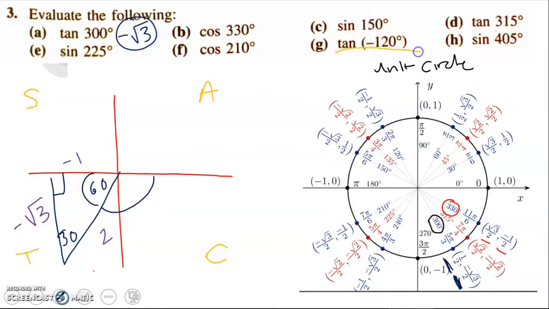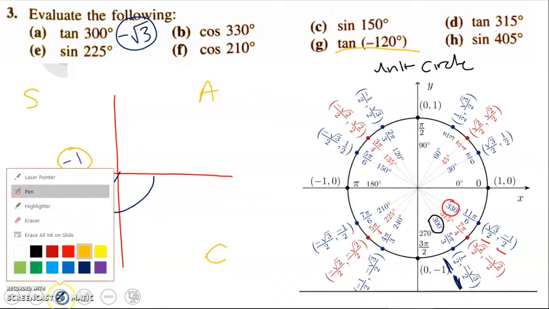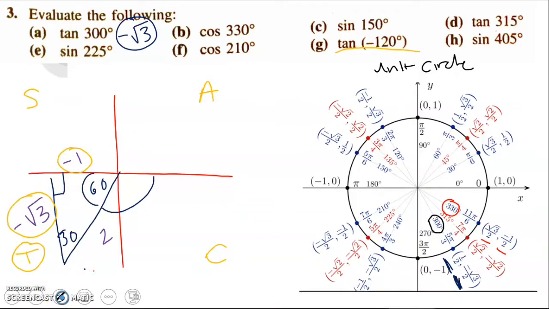So for tan negative 120, I know it's going to be positive because it's tan. It's also in Q3, so it's definitely going to be positive. I know it's going to be opposite over adjacent. Opposite, which is right here. Adjacent, which is right here. Negative over negative ends up being a positive. So the value for G is just square root of 3. Okay. Let's go ahead and do H.